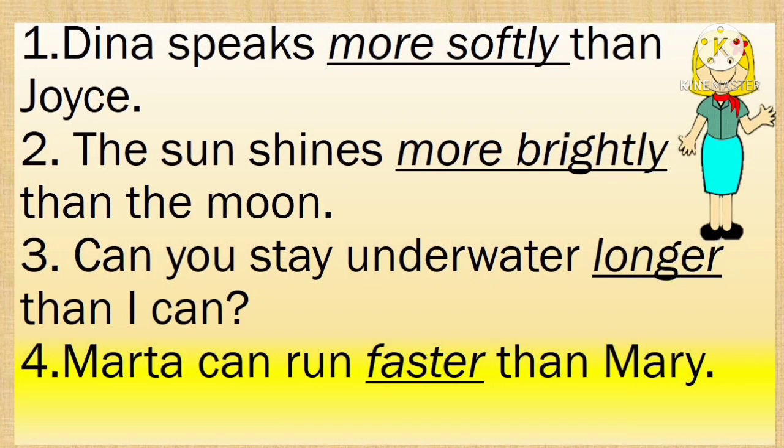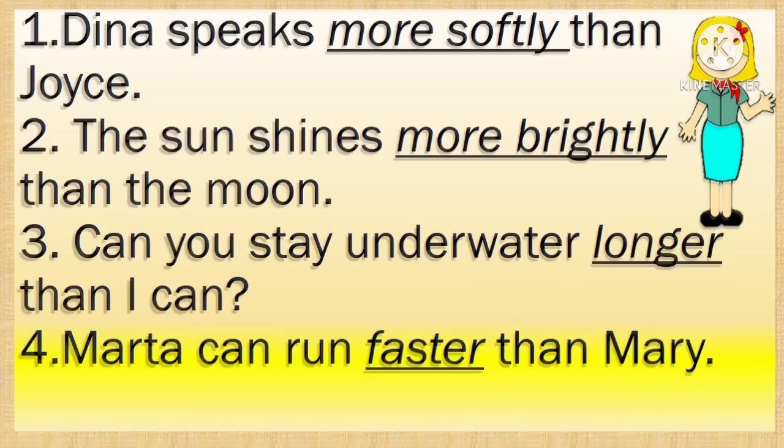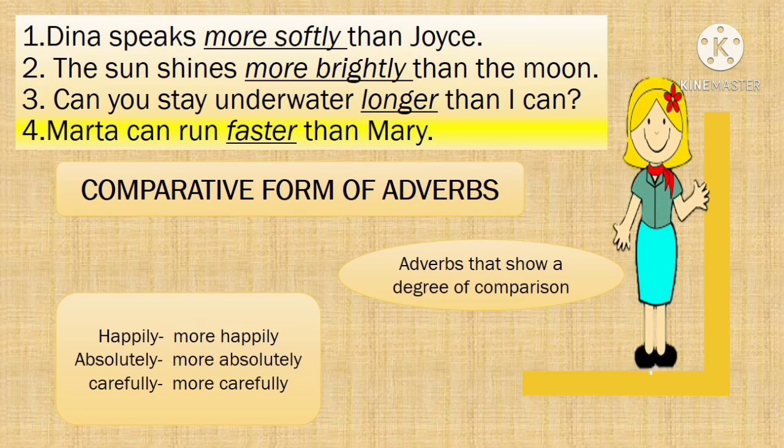This time, let us all read the following sentences and identify the underlined words later. 1. Dina speaks more softly than Joyce. 2. The sun shines more brightly than the moon. 3. Can you stay underwater longer than I can? 4. Martha can run faster than Mary. So the underlined words in sentence number 1 are more softly. Sentence number 2, more brightly. Sentence number 3, longer. And sentence number 4, faster.